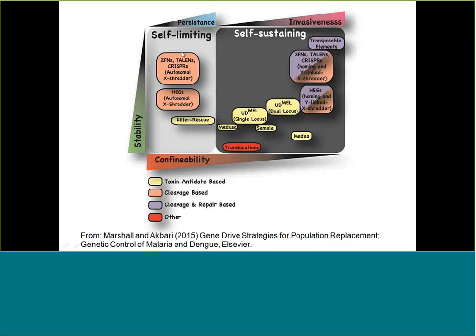And then you have things that are highly stable and highly confinable towards this side. And a lot of these, again, have been pursued in Drosophila. Some have been moved into mosquitoes. But now we can think about how these might be applied to other systems, provided the genetics works out as Fred mentioned. So that's all I've got.